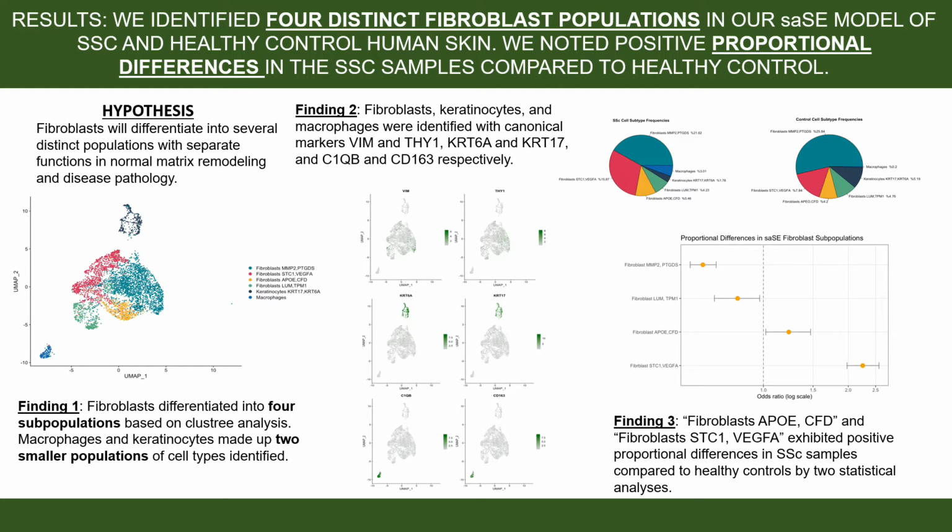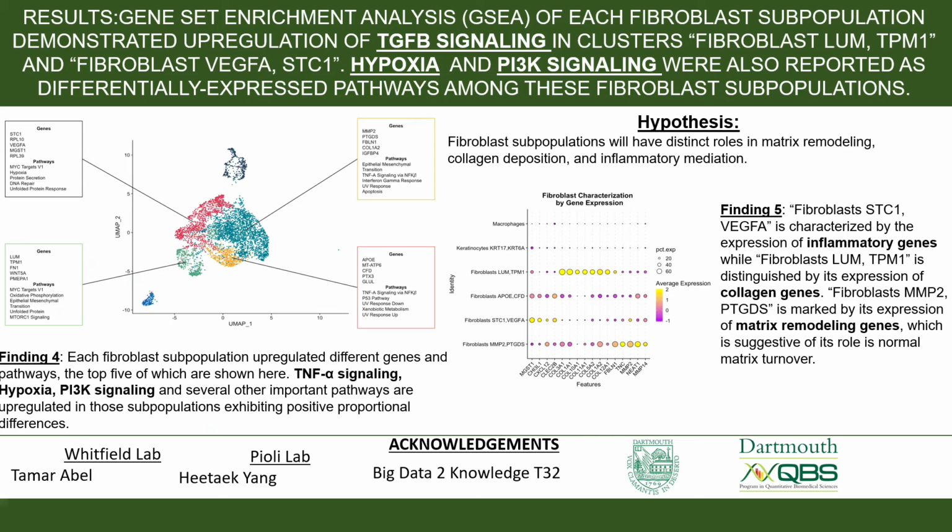And we noticed this based on frequencies as well as odds ratio tests. So in the fibroblast ApoE CFD cluster, as well as the fibroblast STC1 VEGF-A cluster, there were proportionally more cells in those clusters in the SSC samples compared to healthy controls. Next slide, please. We also did extensive differential gene expression analysis as well as GSEA on this data.